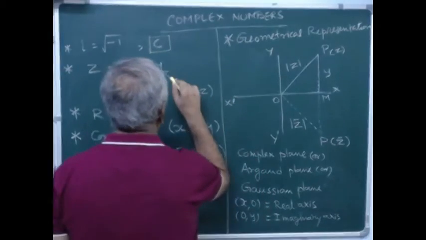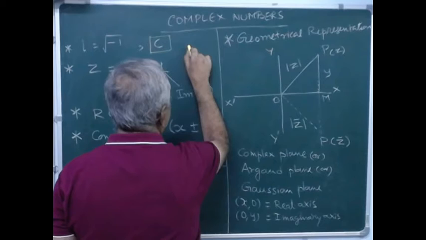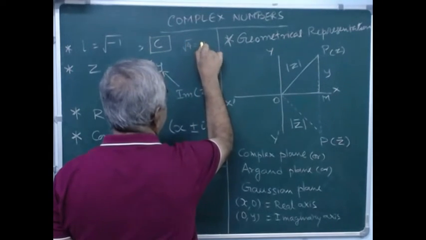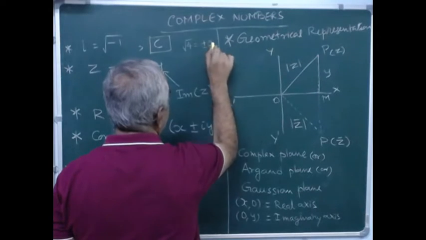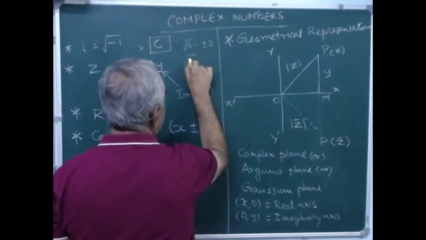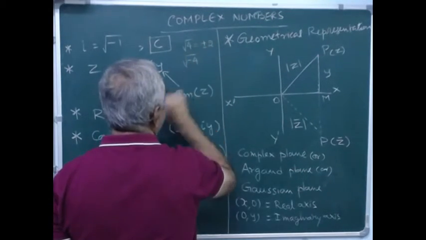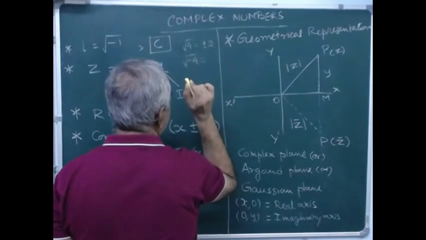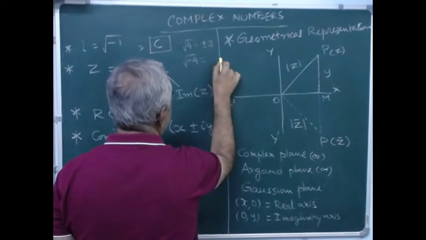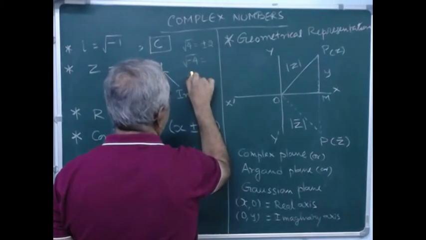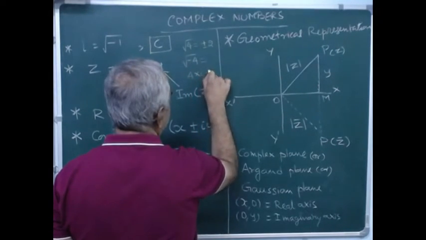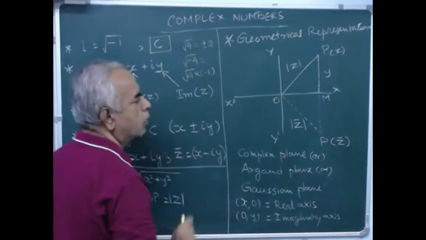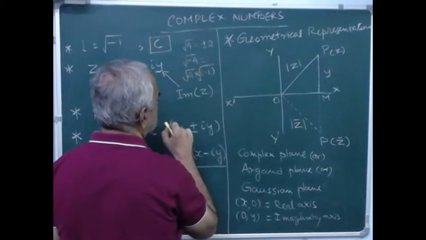For example, let me consider square root of 4. That gives plus or minus 2. But what about square root of minus 4? You cannot say either plus 2 or minus 2, but instead you can split it like this, that is 4 into minus 1. So you can put root of 4 into root of minus 1.